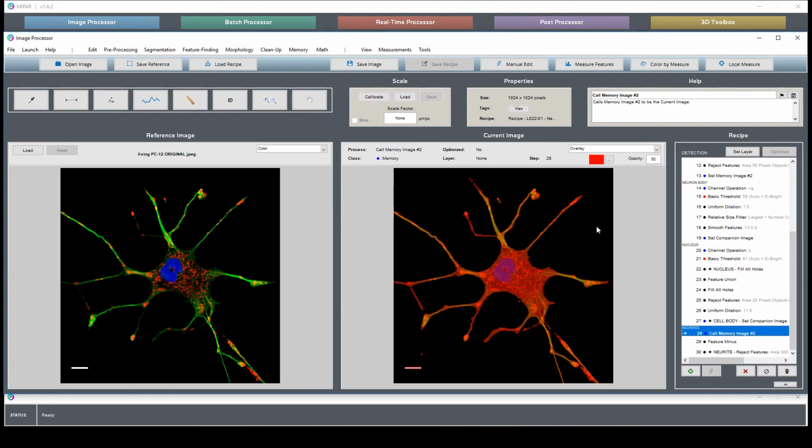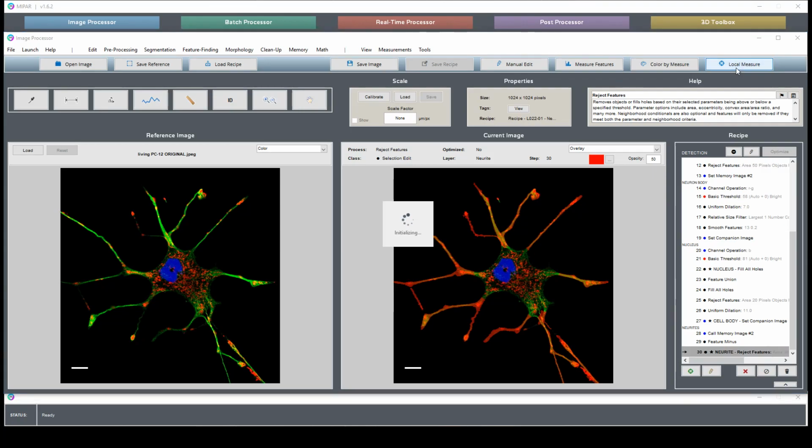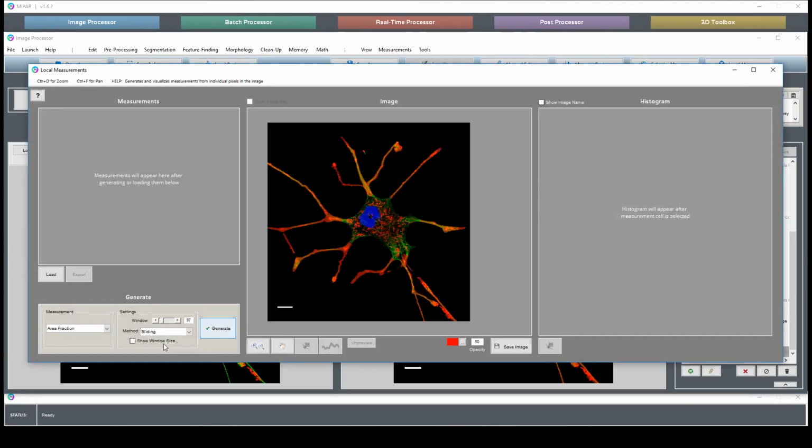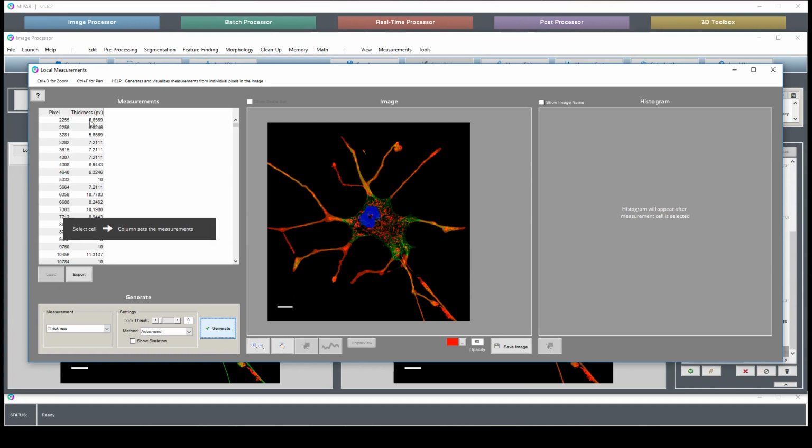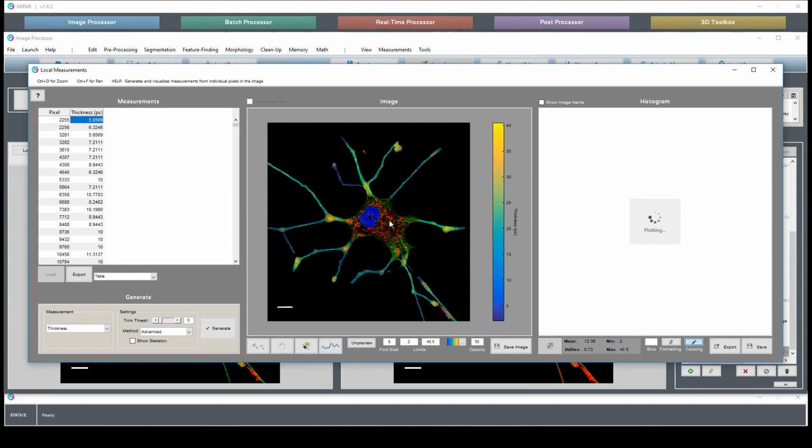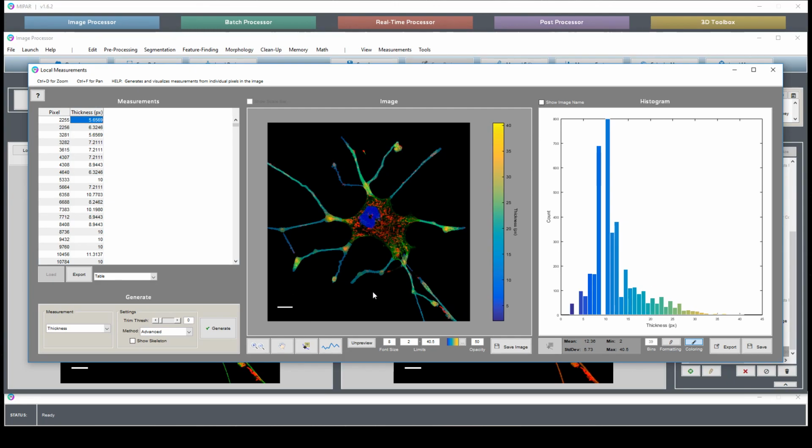Lastly, if we bring back our mask that contains our whole cell, we're able to subtract the cell body to result with just the axons. What we're able to do is generate measurements like axon branching and axon thickness, which gives us a good idea of the morphology of this cell.